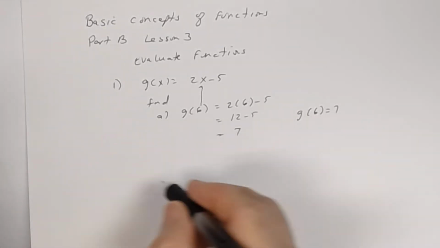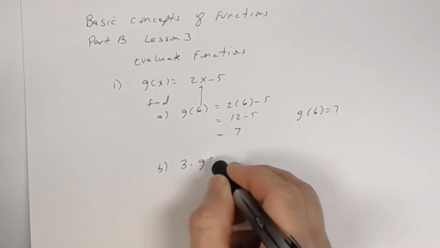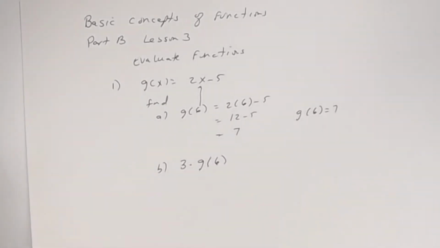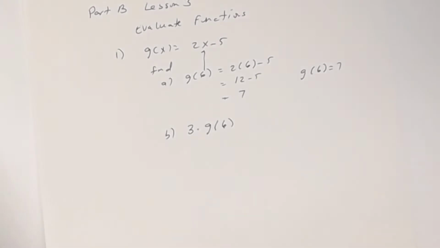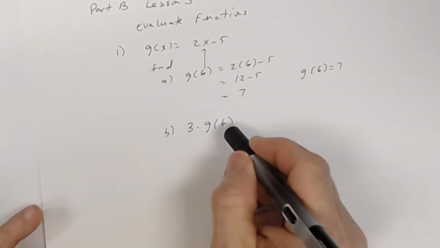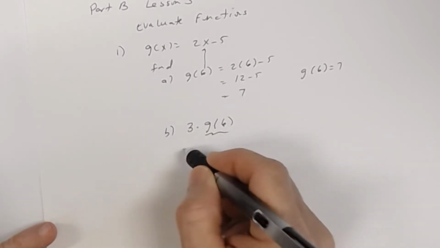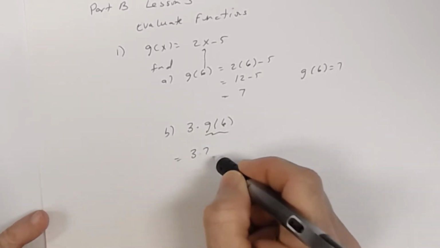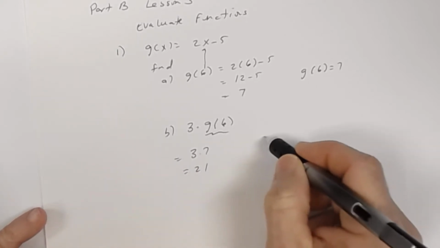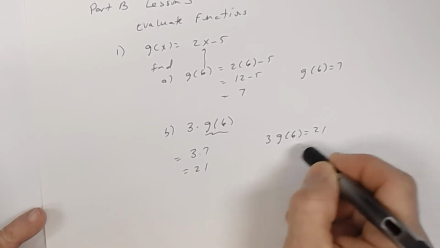All right? But let's suppose in part B, you want to find 3 times g of 6. Well, keep in mind that we've already found g of 6. We found g of 6 to be 7, right? So this becomes 3 times 7, which is 21. So you would say 3 times g of 6 will equal 21.